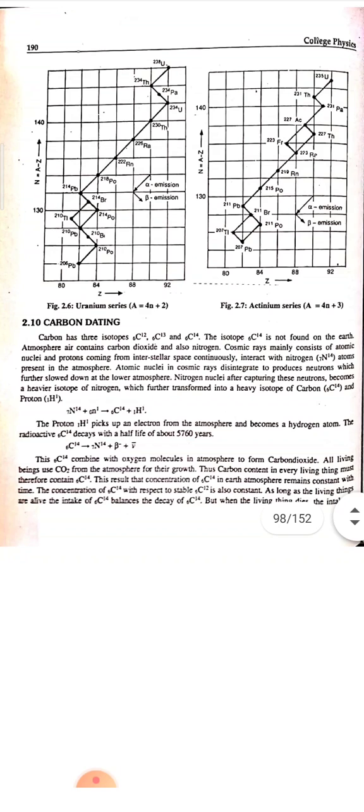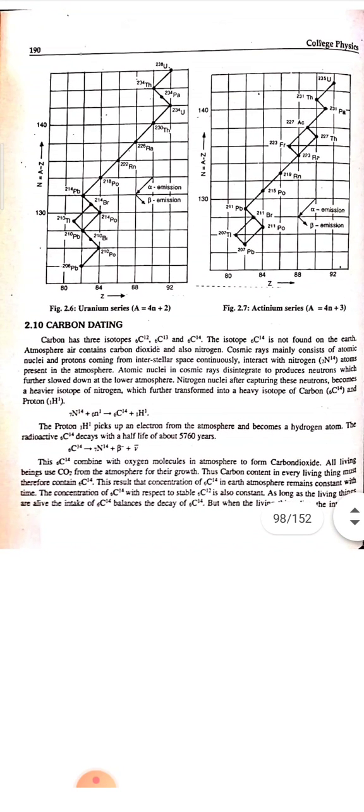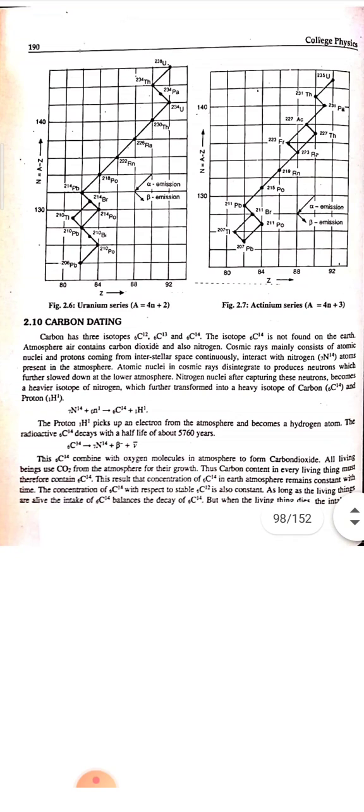The atmosphere contains carbon dioxide and also nitrogen. Cosmic rays, mainly consisting of atomic nuclei and protons coming from interstellar space, continuously interact with the nitrogen atoms present in the atmosphere. Atomic nuclei in cosmic rays disintegrate to produce neutrons, which further slow down in the lower atmosphere. Nitrogen nuclei, after capturing these neutrons, become a heavier isotope of nitrogen. Here the reaction has been shown.